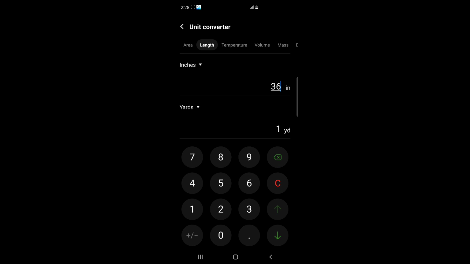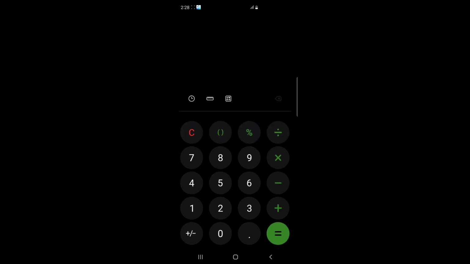So if you still have need to do the temperature conversion, the volume, the mass, the data conversion, speed, and time, you can make do with this unit converter application. It is installed in your calculator already, right? So this is a Philocom calculator. You could download this as well from your Play Store, unit converter.